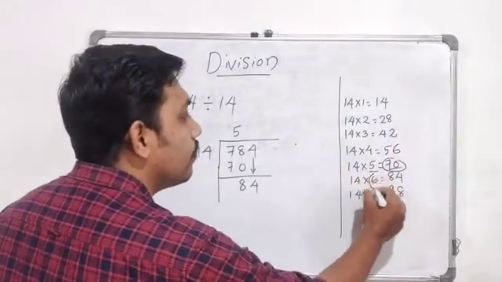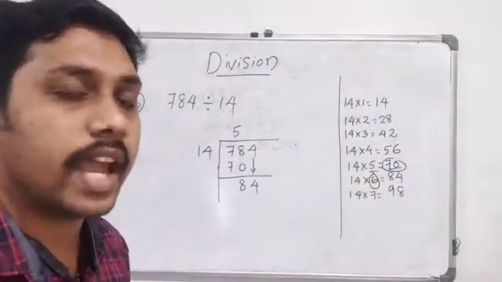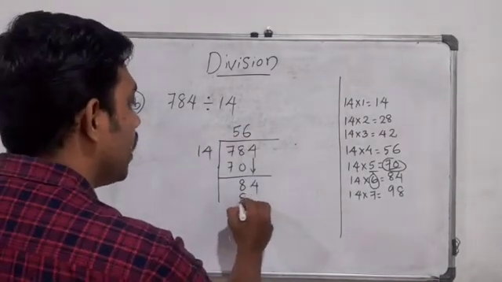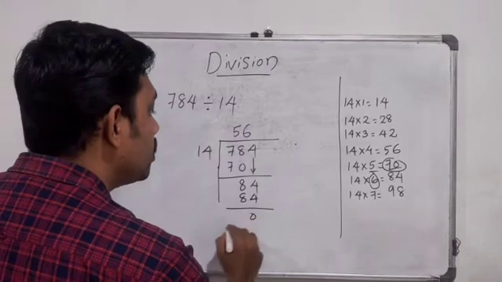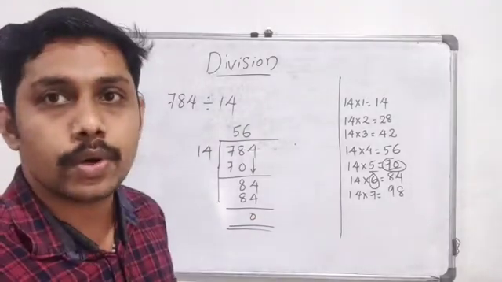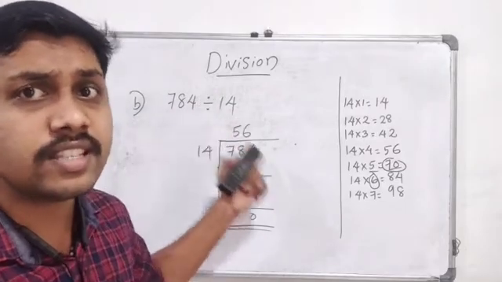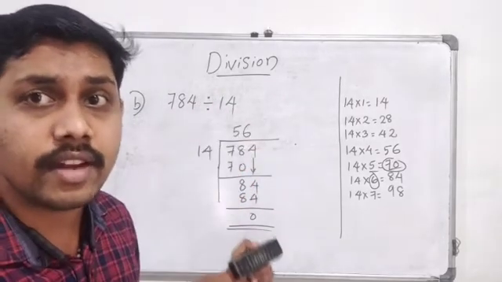So 14 times 6 becomes 84. So in the quotient, the answer is 6. 6 14s are 84 and then the remainder becomes 0. So here we have the answer: the quotient is 56 and the remainder is 0.